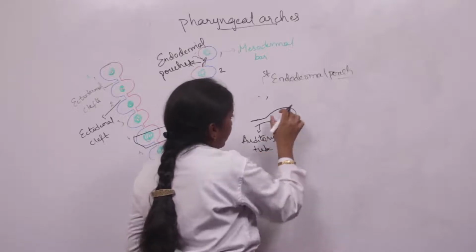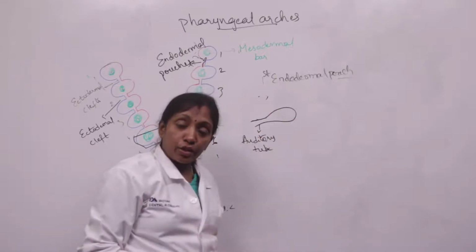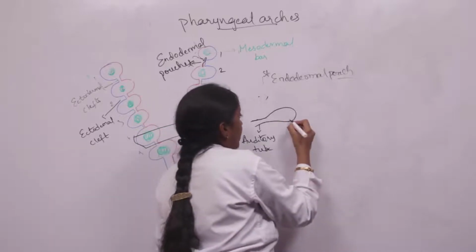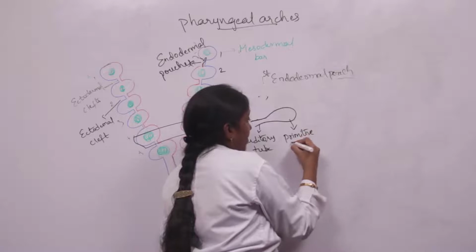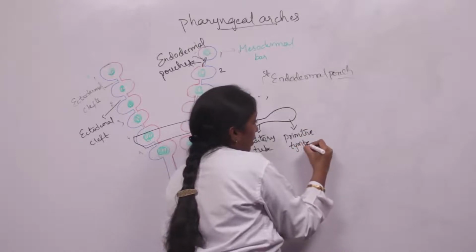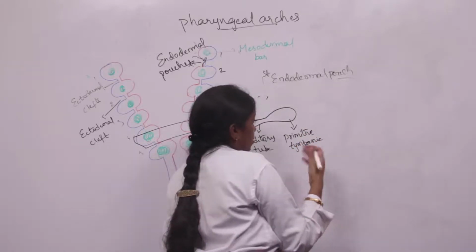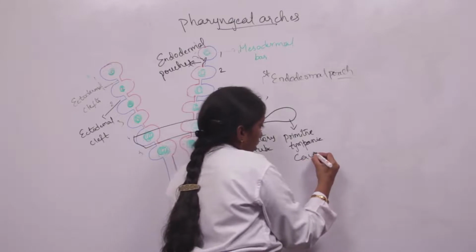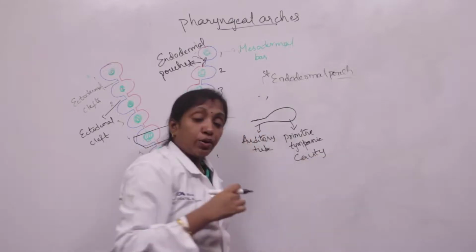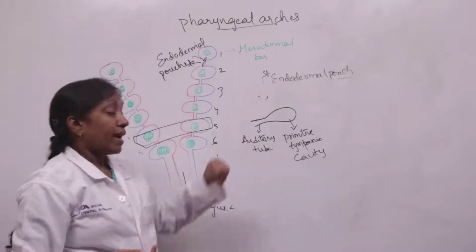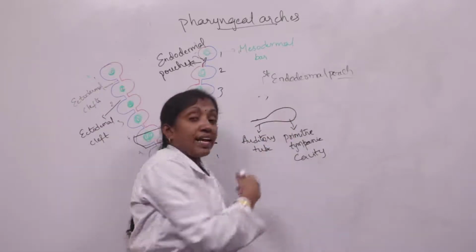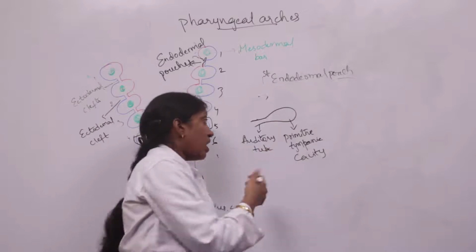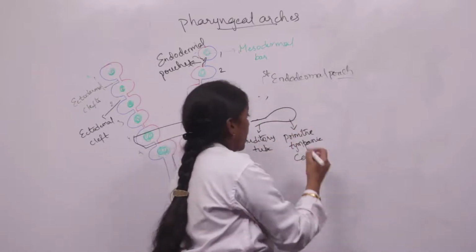And the ventral and the lateral part of the tubotympanic recess is dilated, and it forms the primitive tympanic cavity, which further gives rise to the endodermal layer of the tympanic membrane, and also the mastoid cells and the mucous lining of the tympanic cavity. They are derived from the first endodermal pouch.